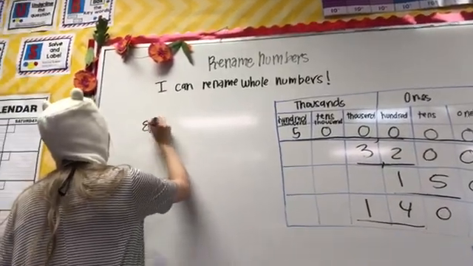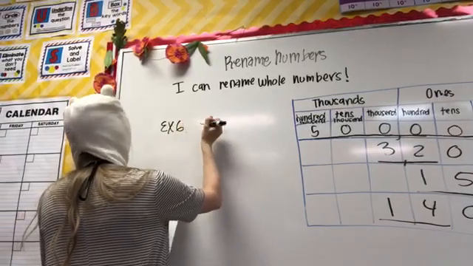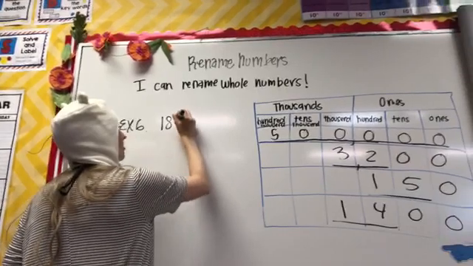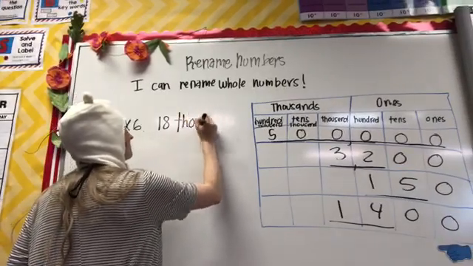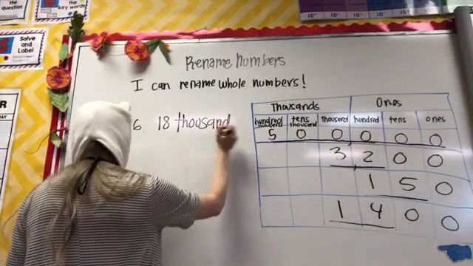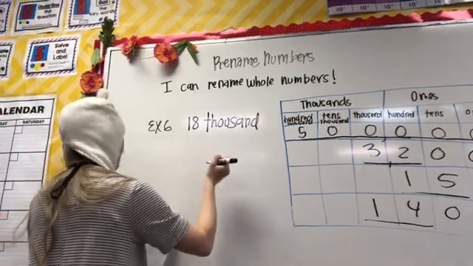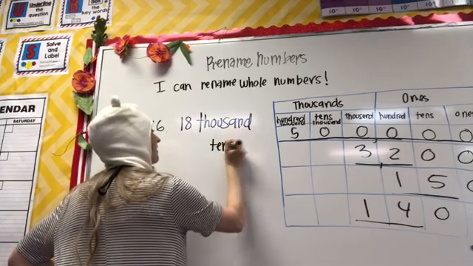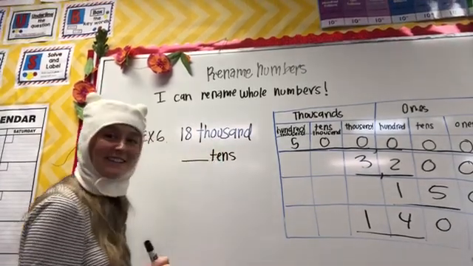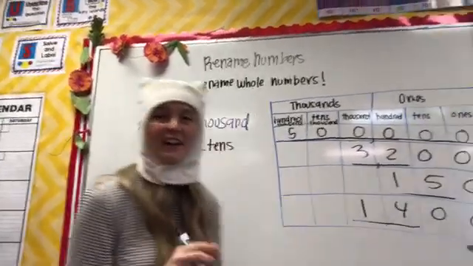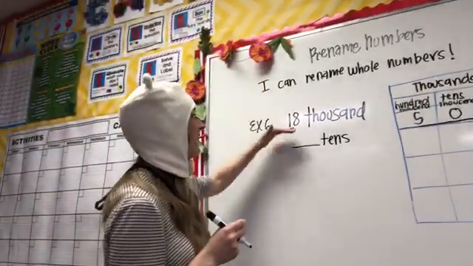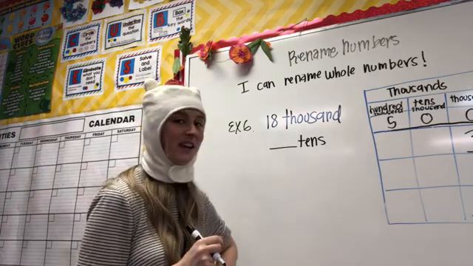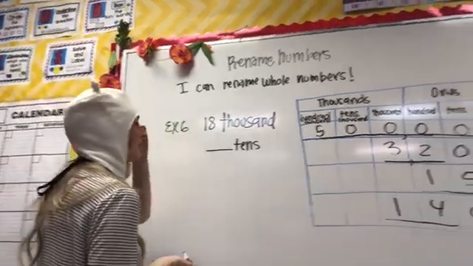Example number 6. If I had 18, I'm writing in numbers, don't let it stress you, 18,000. And I wanted to know how many tens were in 18,000. Okay, don't let it trick you. All right, you pause it, you try it. If I had the number 18,000, how many tens were in that? Okay.